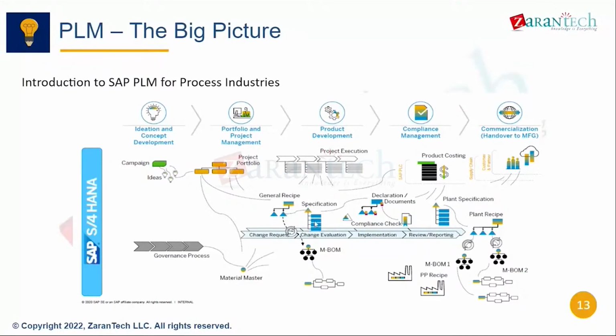Here you can see, with multiple components, you can finalize and do the declaration of document, where your document management comes into the picture. And then with the compliance check by regulatory authorities, once it is performed, there will be a product costing calculation which will fall within the compliance management, but before the handover to manufacturing.